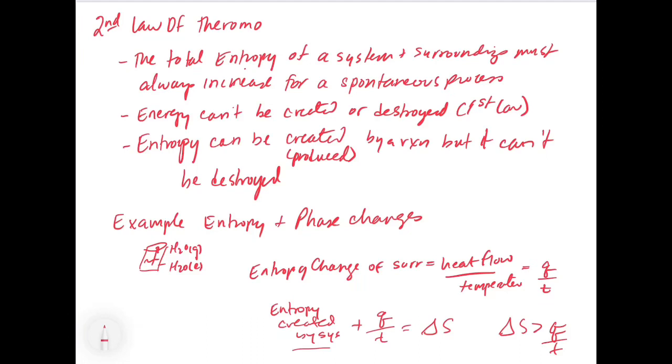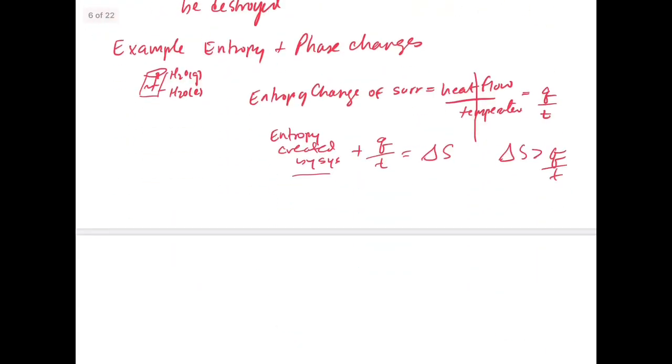So when we look at entropy changes for a phase change, what we wind up getting is that delta S is equal to Q, which is the heat that goes into the system, divided by T at a constant temp. So this is the heat that goes in, and this is at a constant temperature.